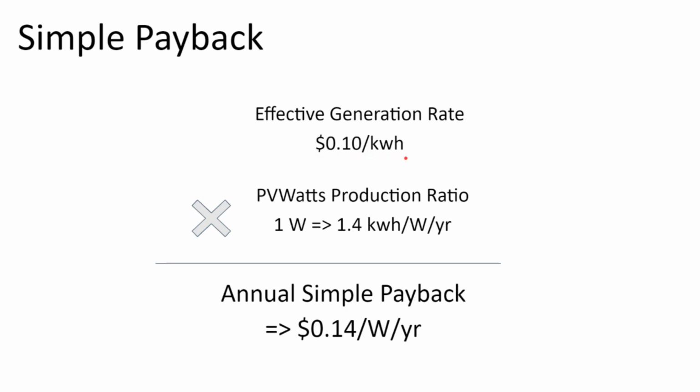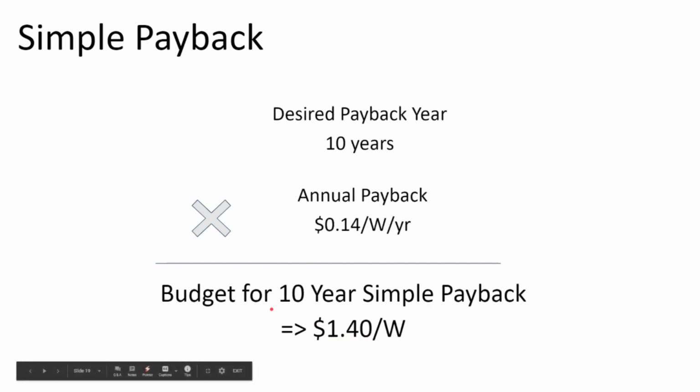From the PV Watts section, the local production figure comes back into play. A common ratio for much of the United States is that 1 watt of solar will produce 1.4 kilowatt hours of energy per year. Multiplying 1.4 kilowatt hours per year by 10 cents per kilowatt hour lends a new payback metric, 14 cents per watt per year. So if the project needs a 10-year simple payback, then it should have a budget of $1.40 per watt to achieve that 10-year payback.